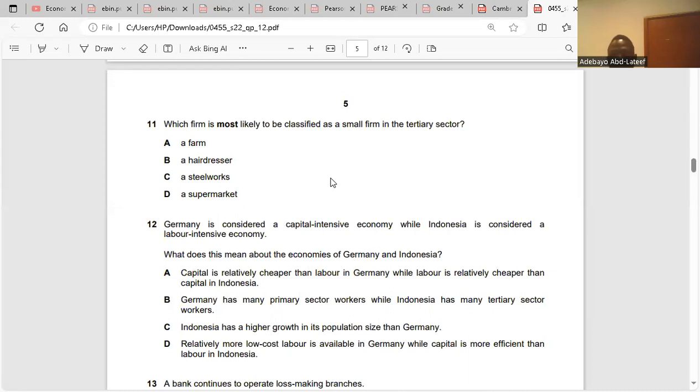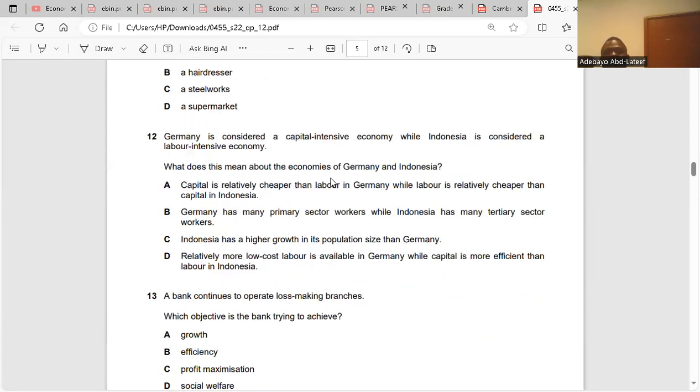Clear? Yes. Question 12. Germany is considered a capital-intensive economy, while Indonesia is considered a labor-intensive economy. A country will be considered capital-intensive because capital is cheap in such a country. A country will be considered labor-intensive because the supply of labor is more in that country. That means the cost of labor is cheap in that country. Do you get it? Yes. So the answer is A.